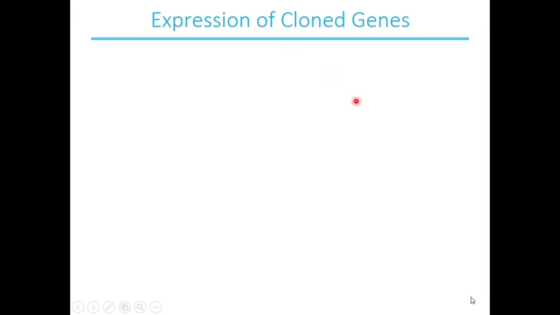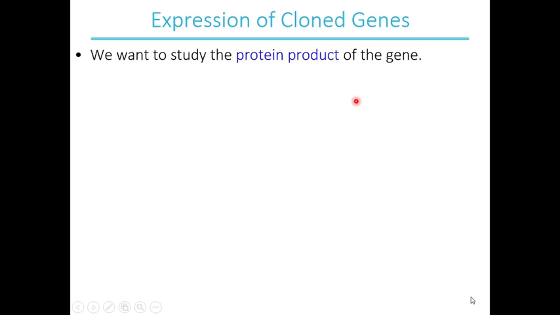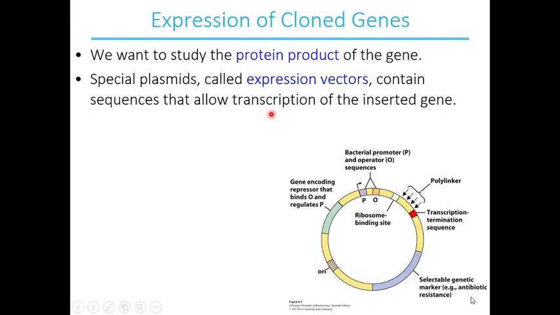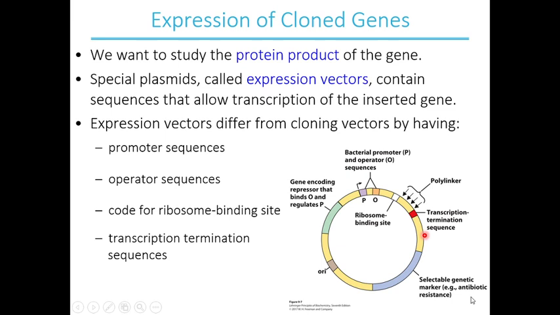DNA cloning is also performed to express proteins of one's choice. One of the reasons is because one wants to study the protein product. Special plasmids called expression vectors contain sequences that allow transcription of the inserted gene. These expression vectors are slightly different from cloning vectors that we saw before. Some major differences are as follows.